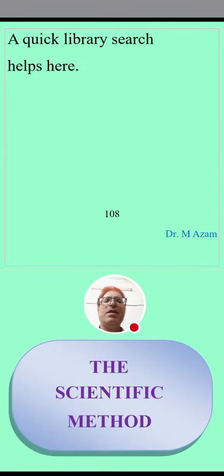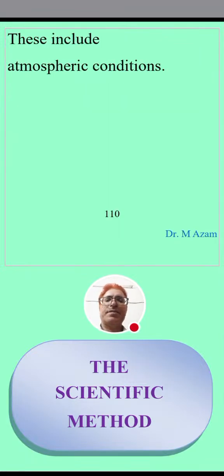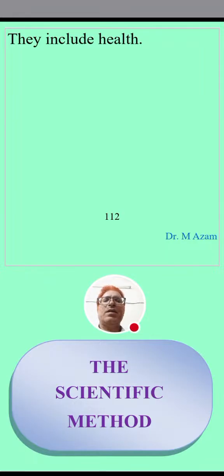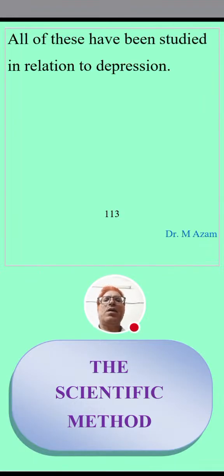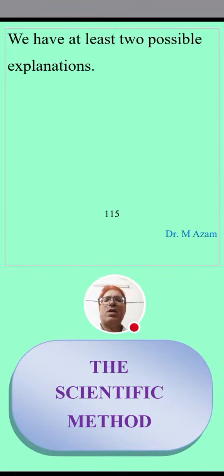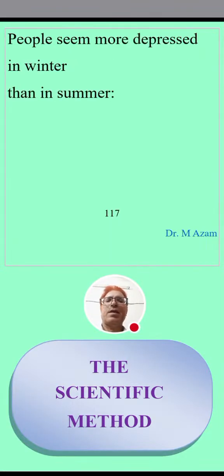A quick library research helps here. The search shows that several variables have been studied. These include atmospheric conditions, seasonal changes, and health. All of these have been studied in relation to depression. Now, notice something important. We have at least two possible explanations. These explanations relate to the observation. People seem more depressed in winter than in summer.